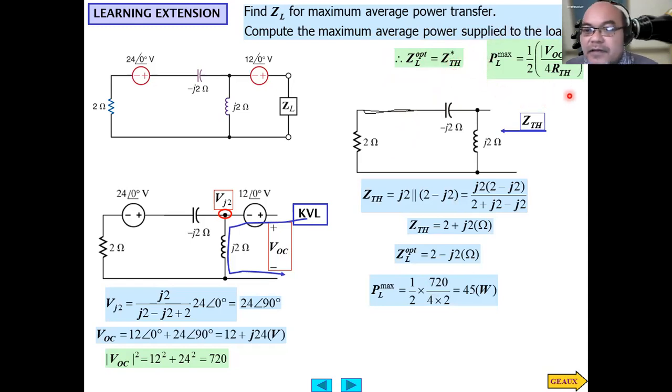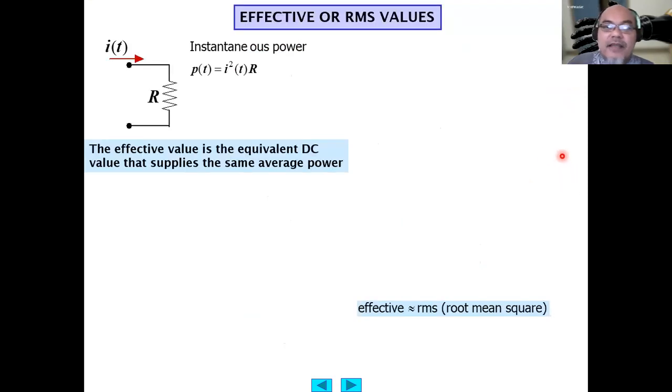Only this may require a little bit of understanding of the derivation. So that the maximum average power transfer supplied to the load will be equal to half VOC square divided by 4 times the real part of the Thevenin equivalent impedance. Okay. Any questions regarding the maximum average power transfer?